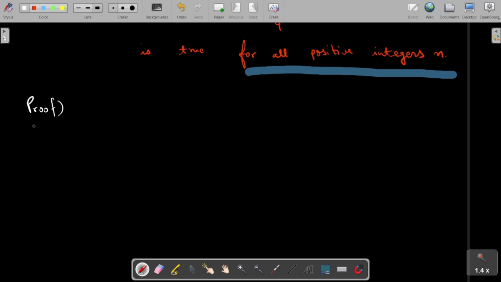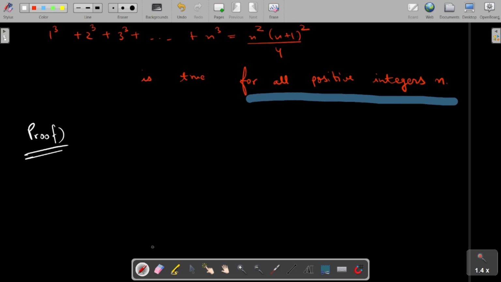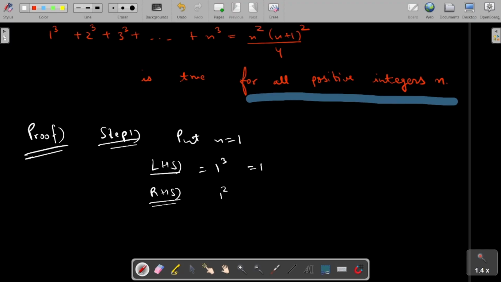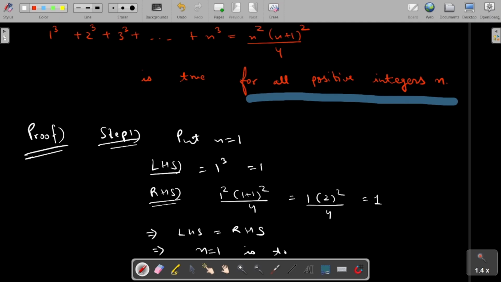So let's check the base case. Base case means let's just sub in step 1. Put n is equal to 1. What are you going to get on the LHS? It's 1 cube, that's 1. And what is RHS equal to? 1 square, 1 plus 1 whole square over 4. And that's 1 times 2 to the power of 2 over 4, and that's 1. So this gives you LHS is equal to RHS, and hence we can say n is equal to 1 is true.